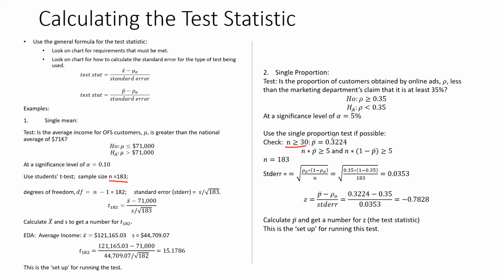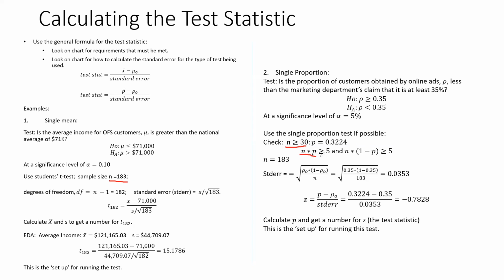And our proportion, so this n is the overall sample size, not the number that had online advertising as the way that customer was obtained. So it's not the subset. You're not looking at the number that had web as their channel. You're looking at the number in the entire column for channel, right? And the proportion is the number that had web divided by 183. So that gives us this 0.3224, roughly 32%.